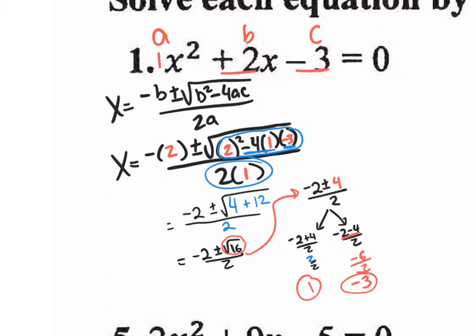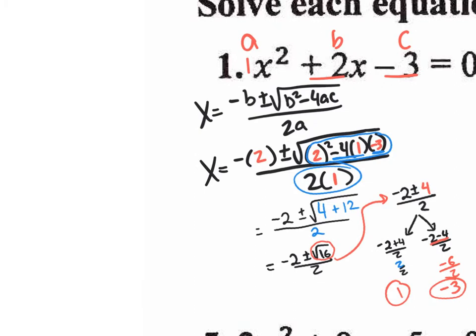But if you're taking a quiz or a test, the easier thing to do, ladies and gentlemen, would be to recognize that your a value is 1. So maybe you're able to factor it, rewrite it as x squared plus 2x minus 3 set equal to 0, and you think: what times what is negative 3 that if you add together is positive 2?